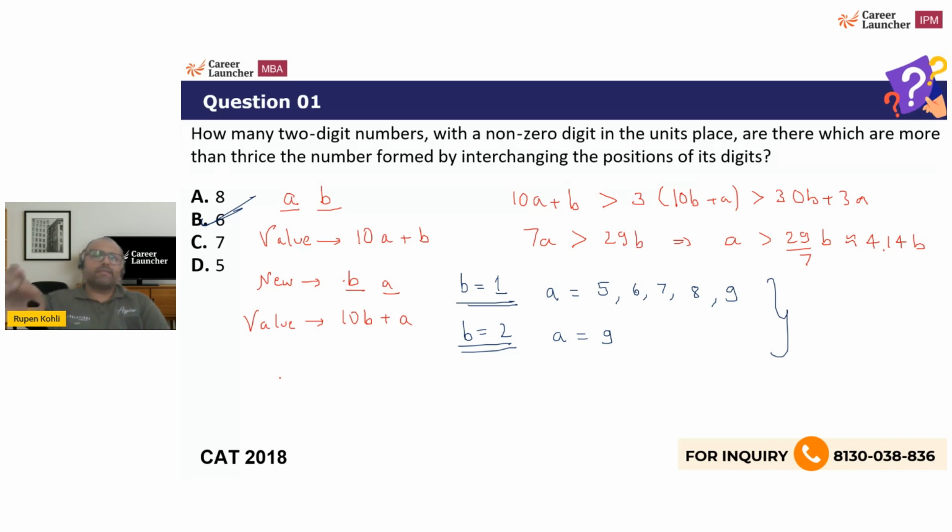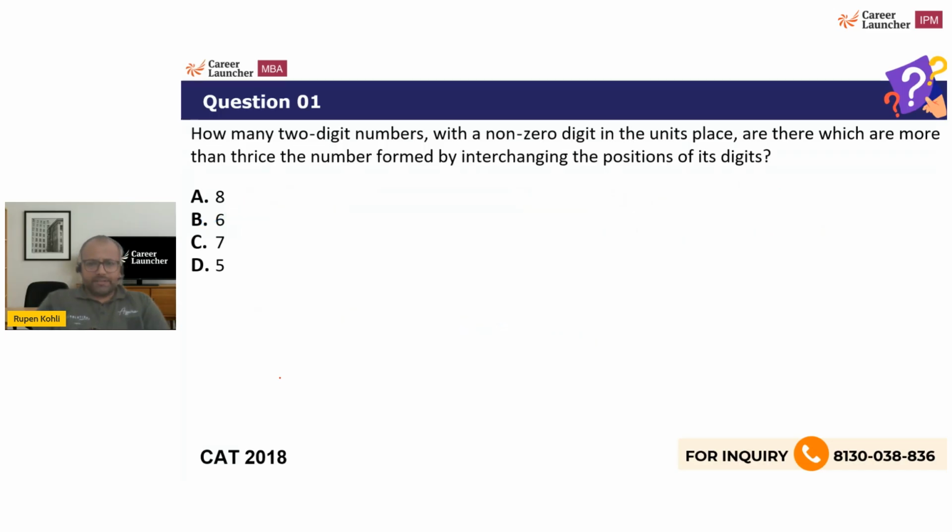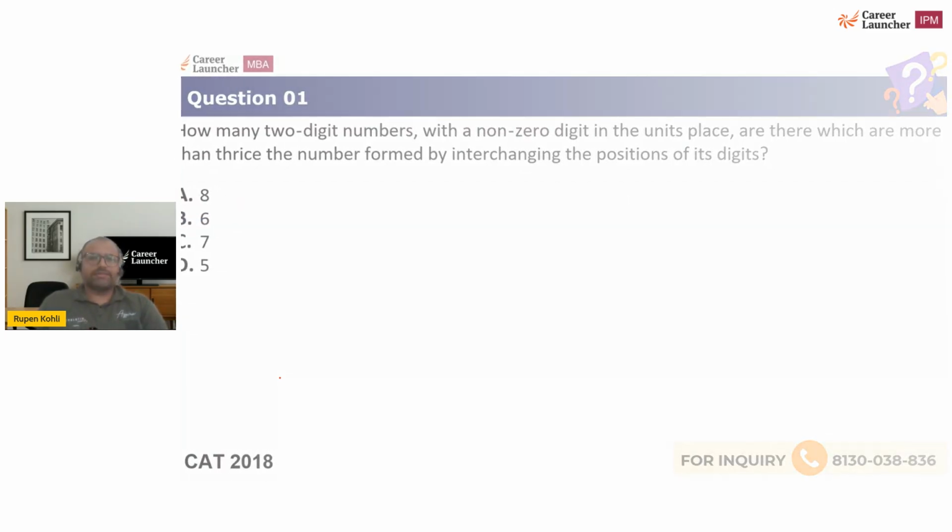What I'm trying to say is, whenever there's a condition on digits of a certain number, a two-digit, a three-digit number, etc., take the digits as variables, and wherever required, use the value as we just discussed. Right. Perfect. So let's move on.